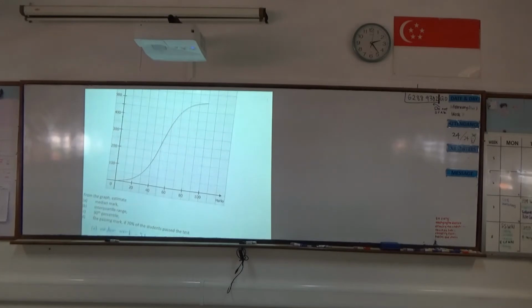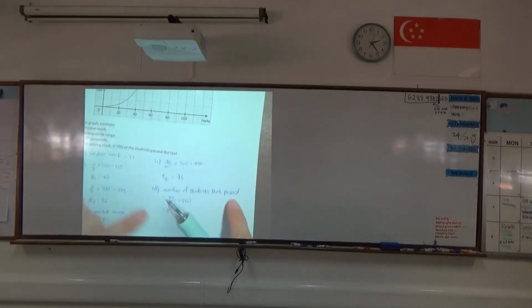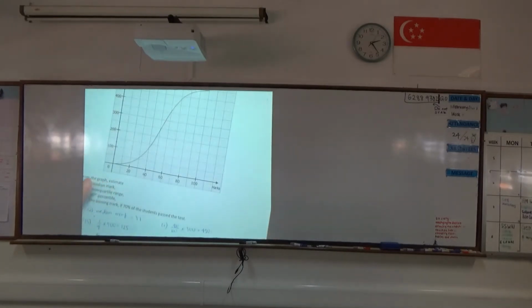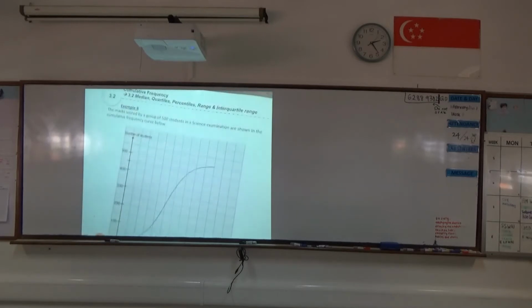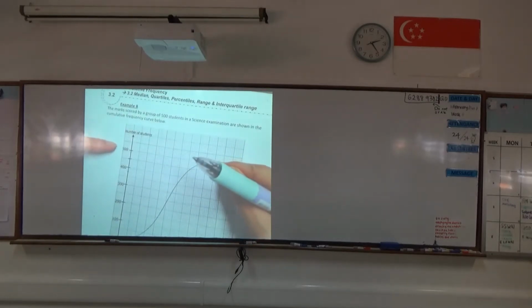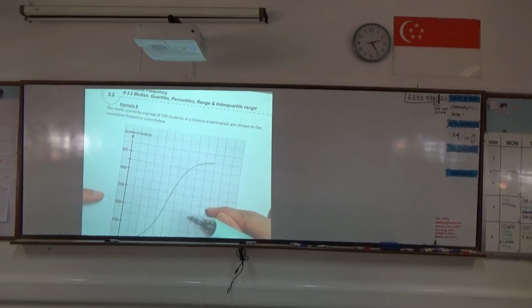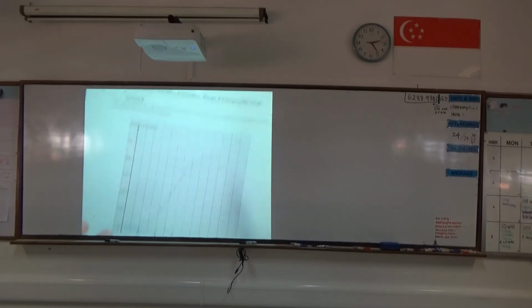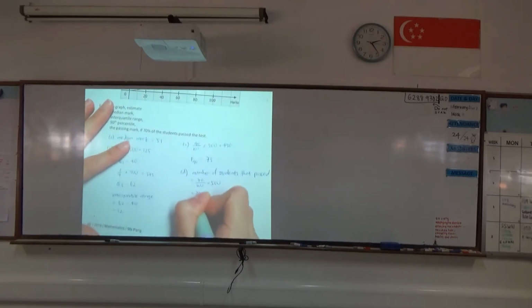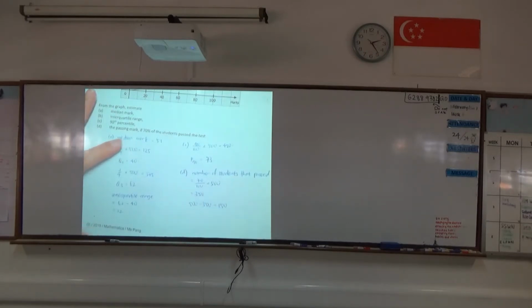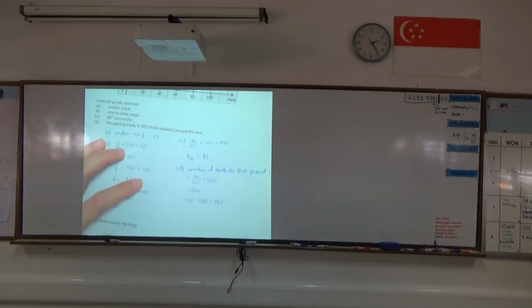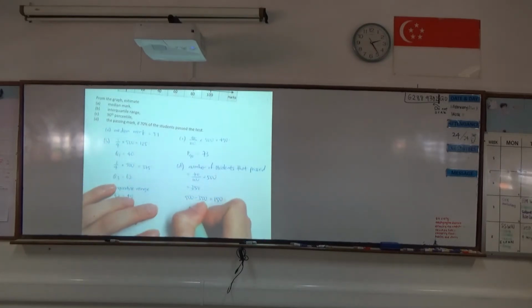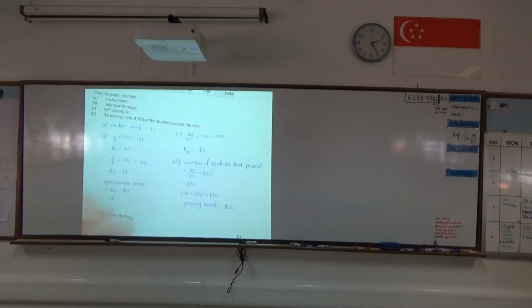Whereas in this case, because you're talking about passing, it will mean that you get more than a certain mark. So our 350 is being counted from behind, 350 down. So that's why I need to find out 500 minus 350, which is 150, the number of students that did not pass. Then we can determine from the graph that the passing mark is equals to 42.